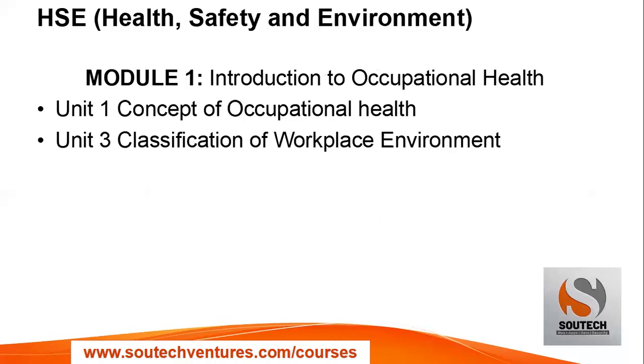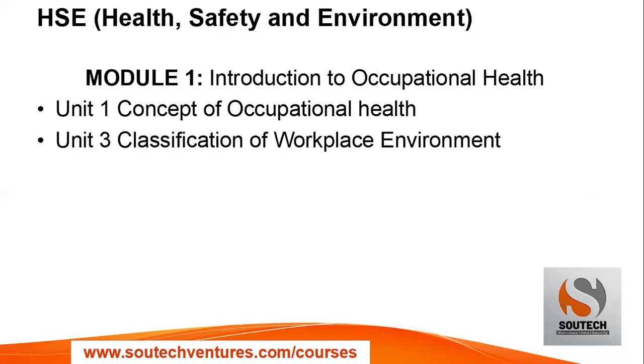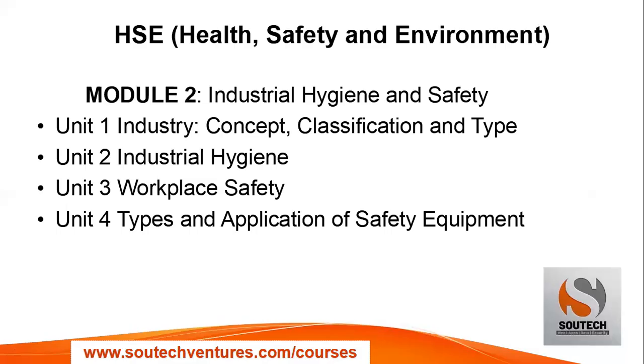In module 1 of this health, safety, and environment course, we're going to be looking at an introduction to occupational health. We're going to be looking at the concept of occupational health. We're going to start classifying different workplace environments. Then we'll look at hygiene and safety. Then we'll touch a little bit on food, right? So the different kinds of items that we're going to find in the workplace. Is it food? Is it gas? Is it fire? Then industrial hygiene, workplace safety, types and application of safety equipment.